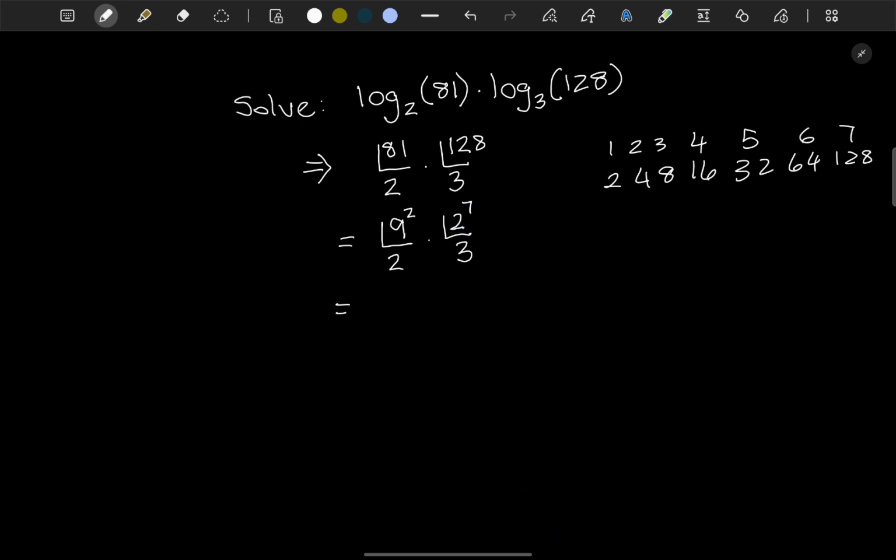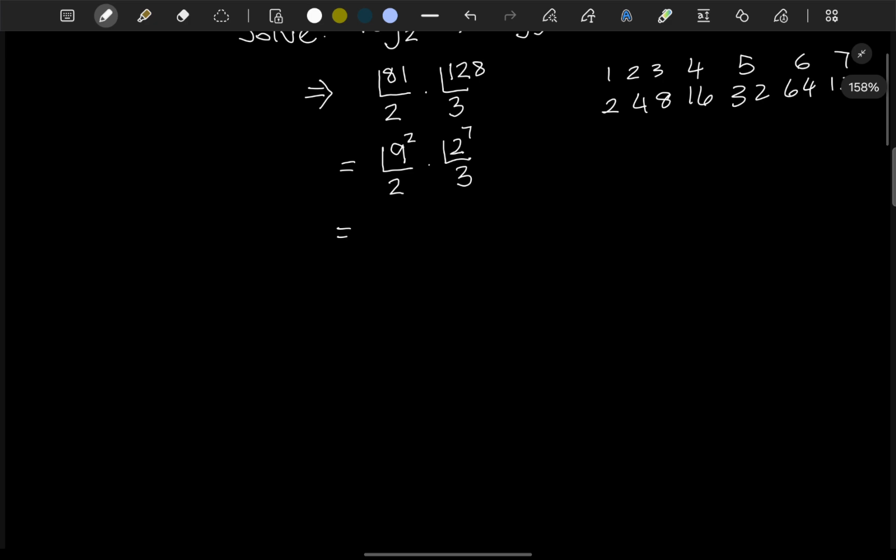Now, when the top number in this log notation has a power, in the first one, 9 to the power 2, we can move the power in front of the logarithm. So you get 2 times log 2 of 9 times 7 log 3 of 2.